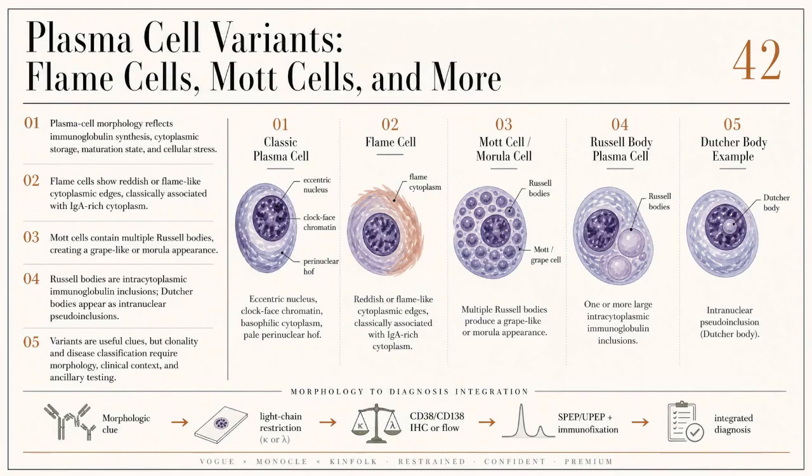Flame cells, for example, are plasma cells characterized by intensely eosinophilic cytoplasm that appears flame-like under routine hematoxylin and eosin staining. This vivid coloration results from the accumulation of immunoglobulins, especially IgA, within the rough endoplasmic reticulum and cytoplasm. Recognizing flame cells is particularly useful because their presence often correlates with IgA myeloma, providing a morphological clue to the immunoglobulin subtype involved.